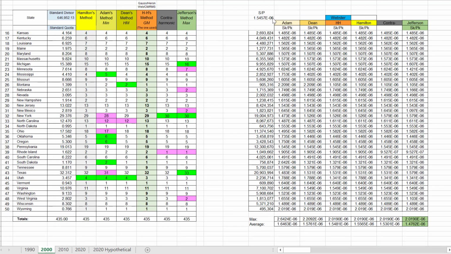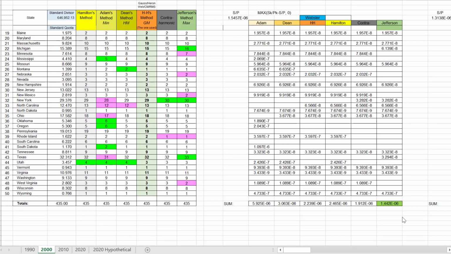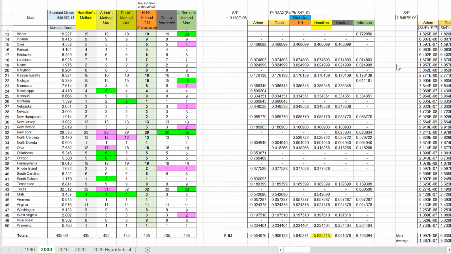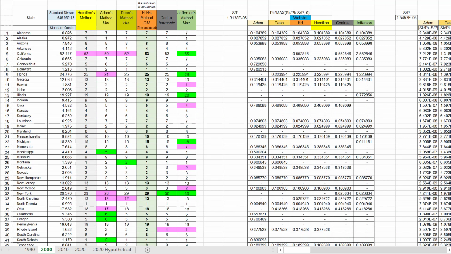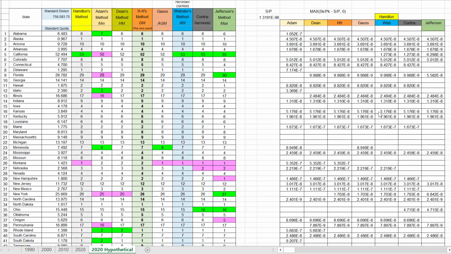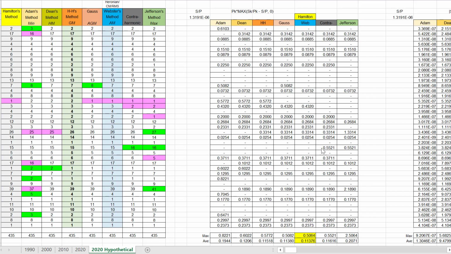2000, seats per person, Jefferson. How much you're over the seats per person of the country's average, Jefferson will minimize that, but multiplying by the number of people in each state, Hamilton will minimize that. For the hypothetical 2020, no surprise. How much we're over the country's average, but now multiply these numbers by each state's population. And again, Hamilton will minimize that. Again, this is just to throw in the extra, this Gauss arithmetic geometric mean.